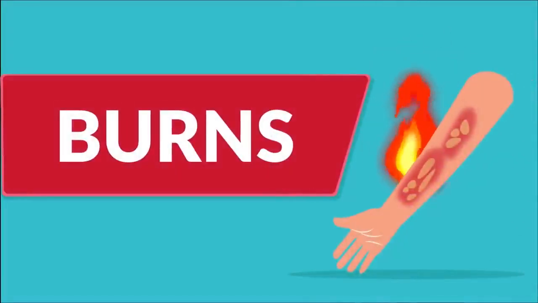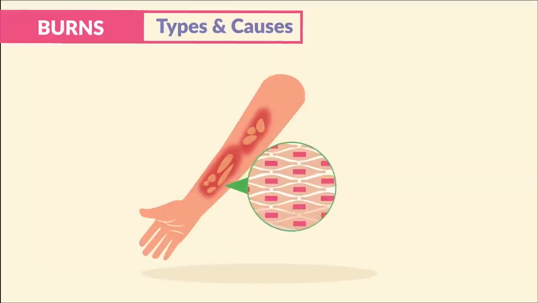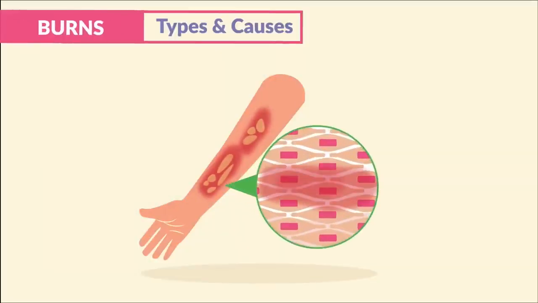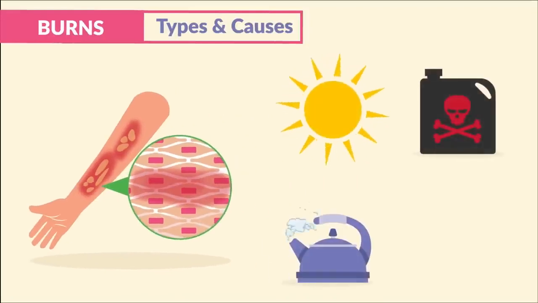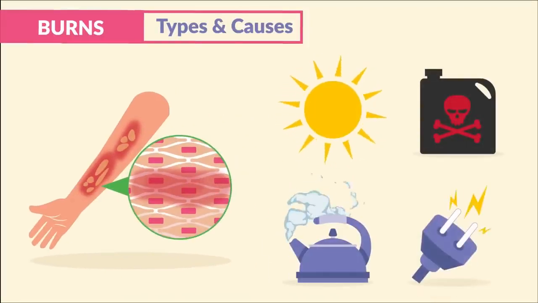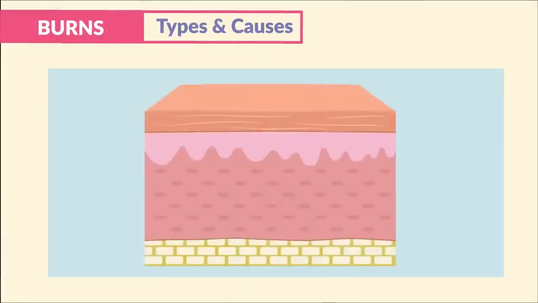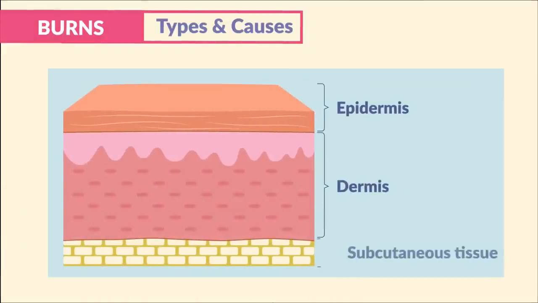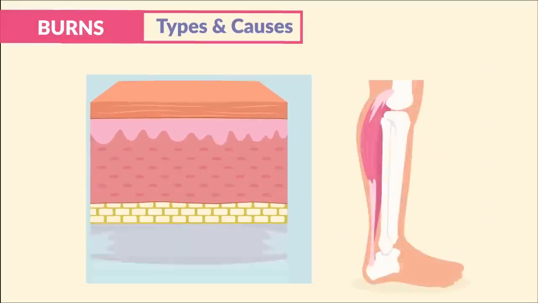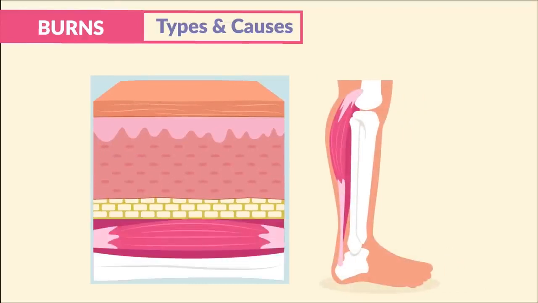Our next topic is burns. Burns are injuries caused by direct tissue damage from exposure to either the sun, chemicals, thermal, like boiling liquids, and even electricity. Now, as you know, the skin is made of 3 layers: the epidermis, the dermis, and the subcutaneous tissue, that fatty, bubbly looking tissue. Now, after the layers of skin, we find fascia, muscle, and then bone.